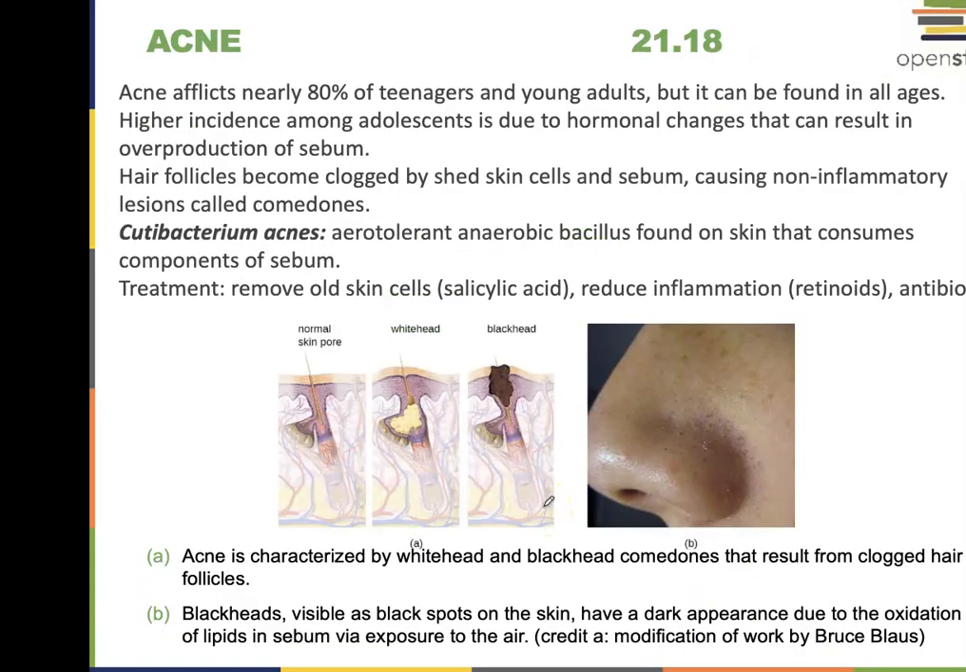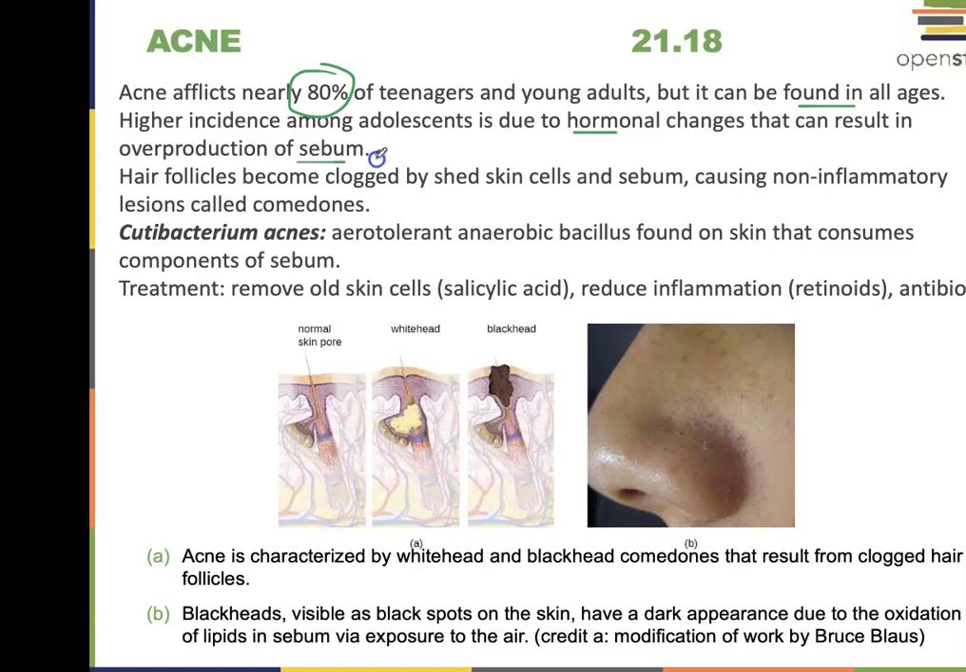And lastly, we have acne. Everybody gets acne, mostly teens, right? 80% of teenagers and young adults. But everybody gets acne once in a while. Adolescents get it due to the hormonal changes that result from puberty, and you overproduce the sebum.